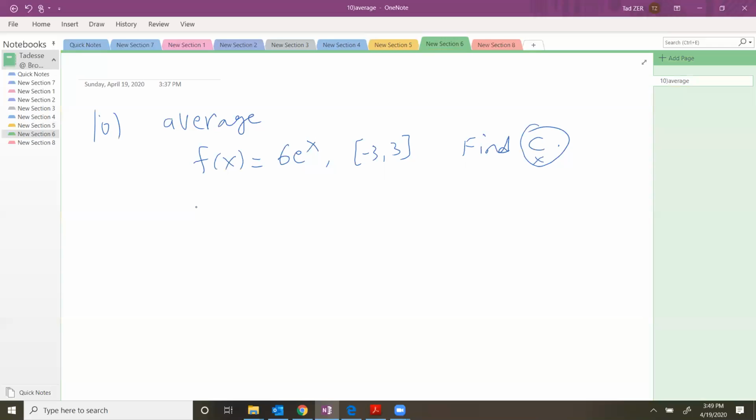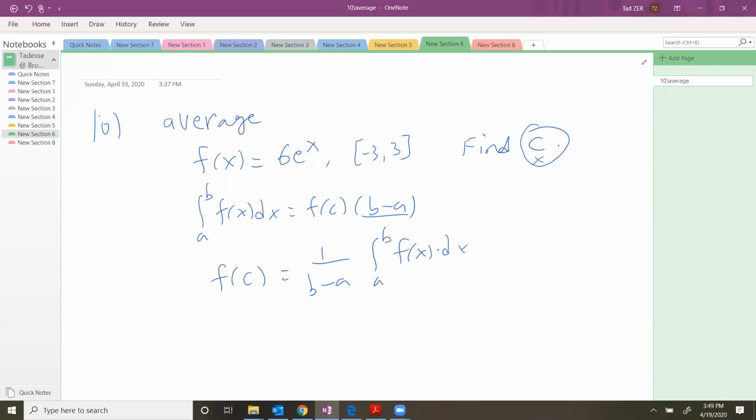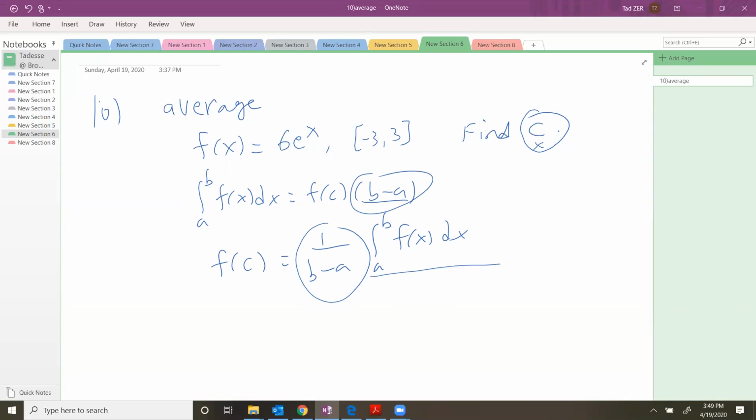So again, from the mean value theorem, I told you that the integral from a to b of f of x dx equals f at c times b minus a. So if you divide both sides by b minus a, you will have f of c equal to 1 over b minus a times the integral from a to b. Basically what I'm doing is dividing both sides by b minus a. Don't be confused because I have 1 over here. This is the same as writing this over b minus a, okay? No difference. So this is what we call the average value.